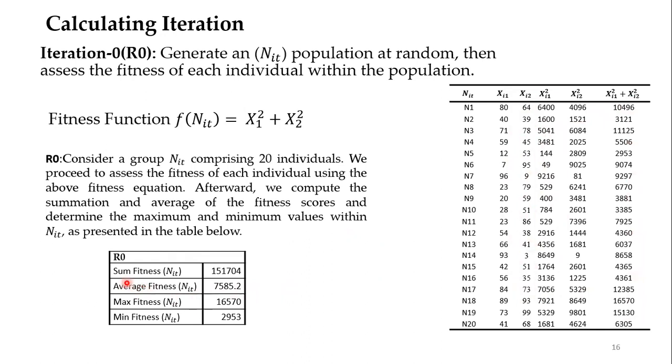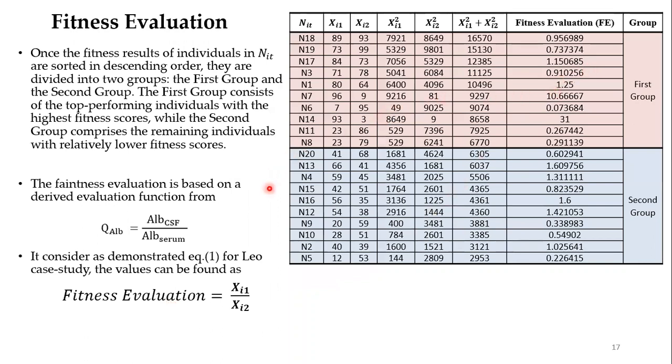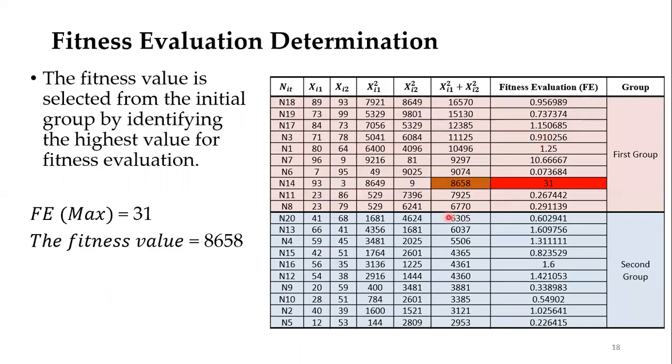Fitness function was found, and we found the sum of the fitness, average, max and min. Now we go through the x1 over x2, which is albumin CSF over albumin serum, and we find the fitness value. So these are the fitness values, and then we will find that x1 over x2 will give us 31. 31 is the highest among all.